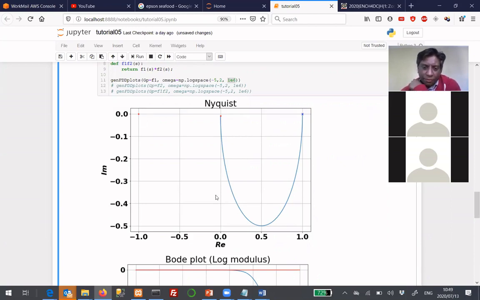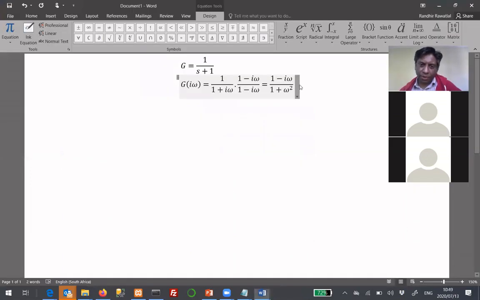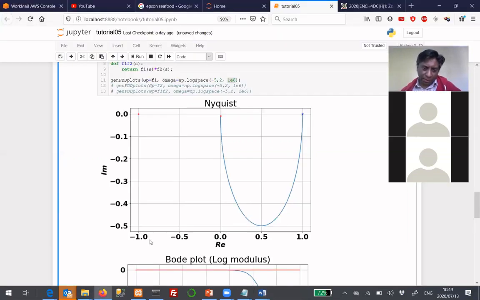And we can see our function is not going anywhere near there. But let's just understand the function first. We said when omega is 0, the real part here is going to be 1 over 1 plus 0, so that's a 1. So we can see here the real part is on a value of 1.